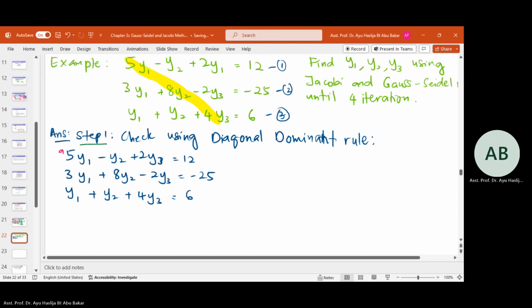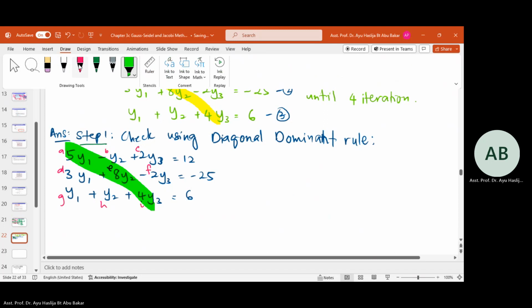Remember A, B, the arrangement, A, B, C, D, E, F, G, H, I. Up to you if you want to use this letter or the A11, A22, as long as you can prove the diagonal dominance rule. Try to check whether this equation already fulfills all the rules. Three equations, right?